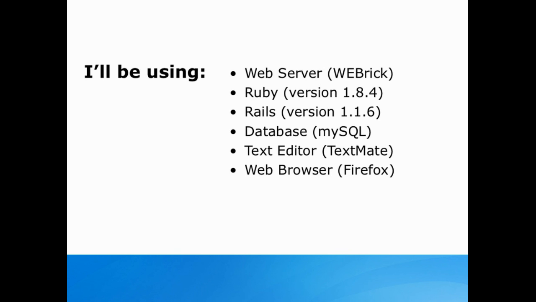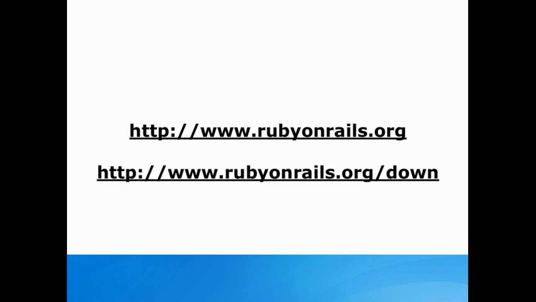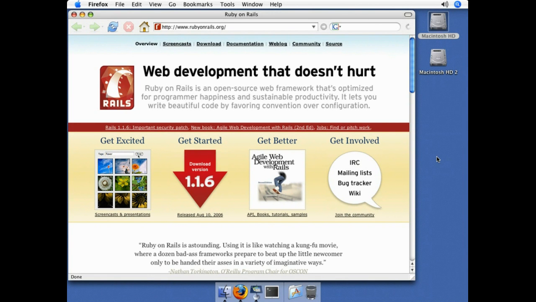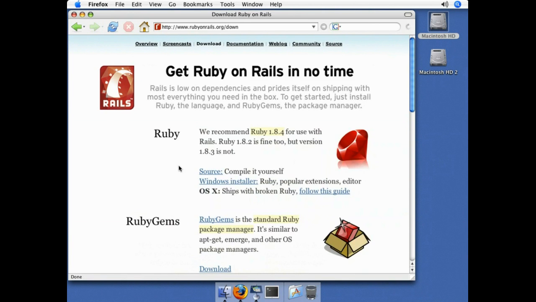A good starting point for downloading is the Ruby on Rails website, and we're going to go there now. So here I am in Firefox with rubyonrails.org brought up in my browser, and I'm going to go to the first link here, which is the Get Started link. This page, rubyonrails.org/down, is the download and install page, and it will always contain up-to-the-minute instructions on how to get Ruby on Rails installed on your machine.